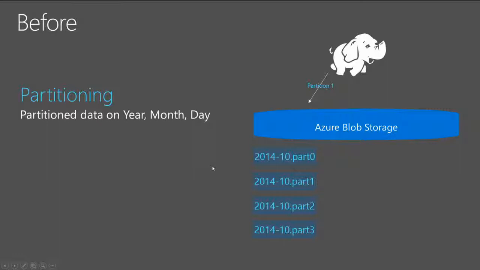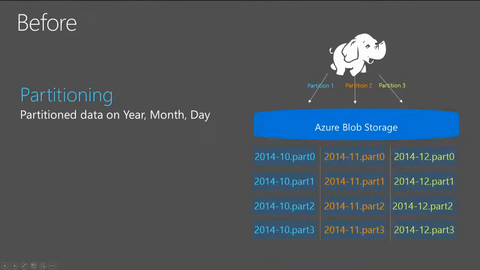This is how they actually stored their data before the problem started occurring. They had one Azure Blob Storage account, and they would partition it based on year and month, right? So everything under October 2014 was in this directory. Everything for November was in this directory. Everything in December was in this directory. So they had 3 partitions. This is how it worked.